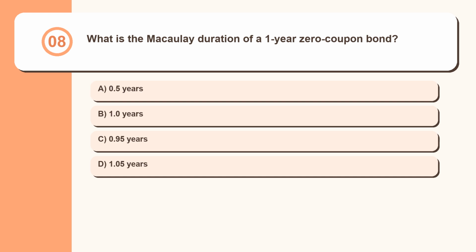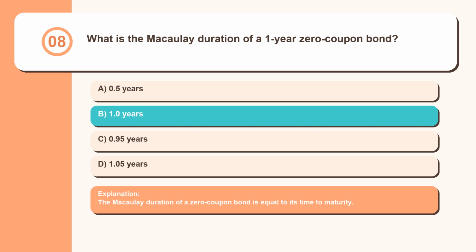Question 8. What is the Macaulay duration of a 1-year zero-coupon bond? 0.5 years, 1.0 years, 0.95 years, 1.05 years. The Macaulay duration of a zero-coupon bond is equal to its time to maturity.